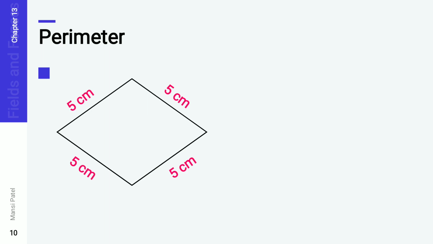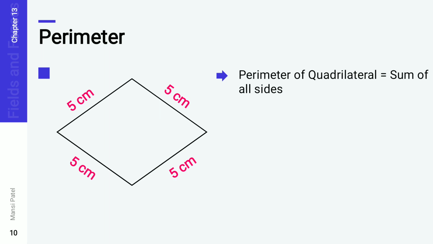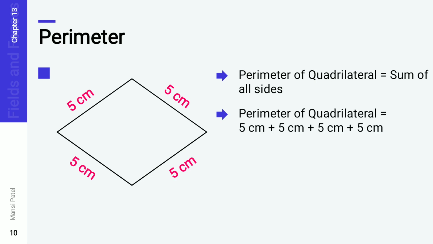In this also you have to find out the perimeter of this diamond shape. And in this shape all the sides are equal. So you can do it like this also, that the perimeter of a quadrilateral is equal to the sum of all the sides. All the sides are of 5 centimeter. So we can say 5 centimeter plus 5 centimeter, 5 centimeter plus 5 centimeter. How many sides are there? 4 sides are there. And all these sides are equal.